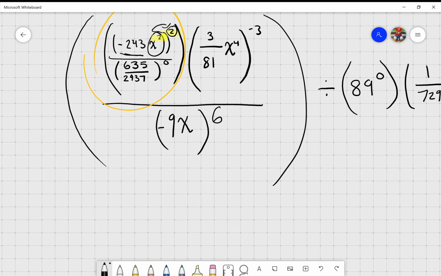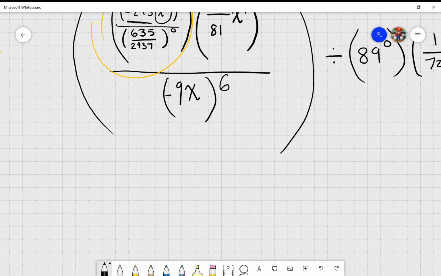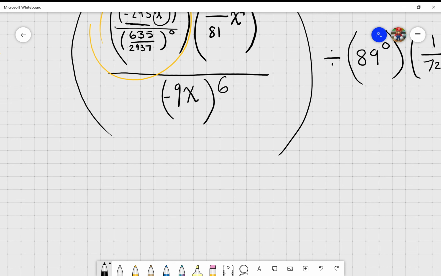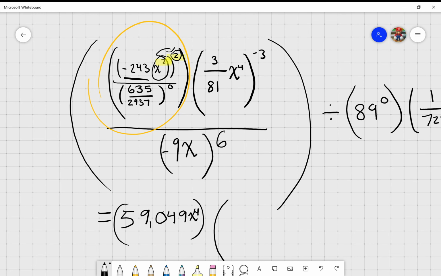First we have to square our negative 243. If we put this into a calculator, we should get 59,049. This is in brackets, and x to the power of 4 as we have discussed previously. And now we can solve what is in this bracket.